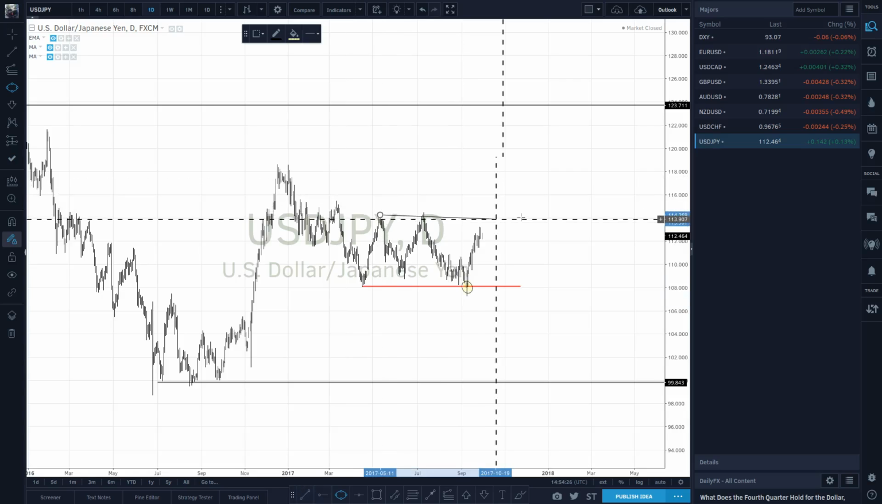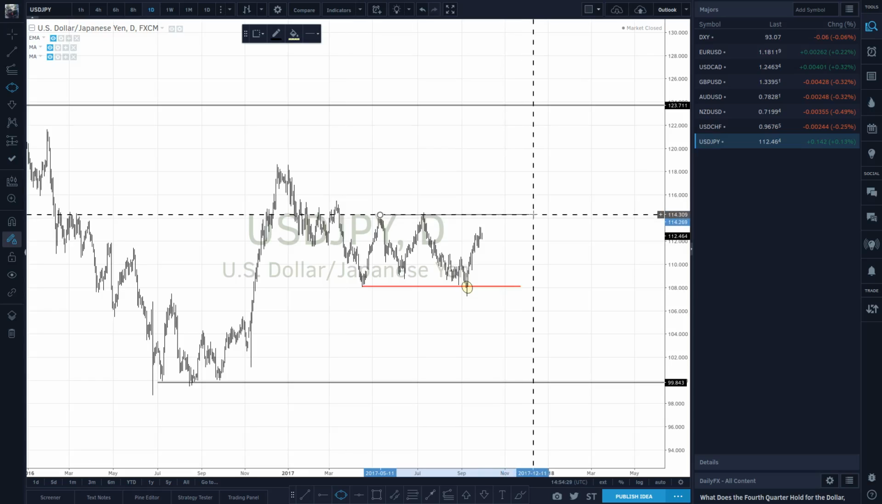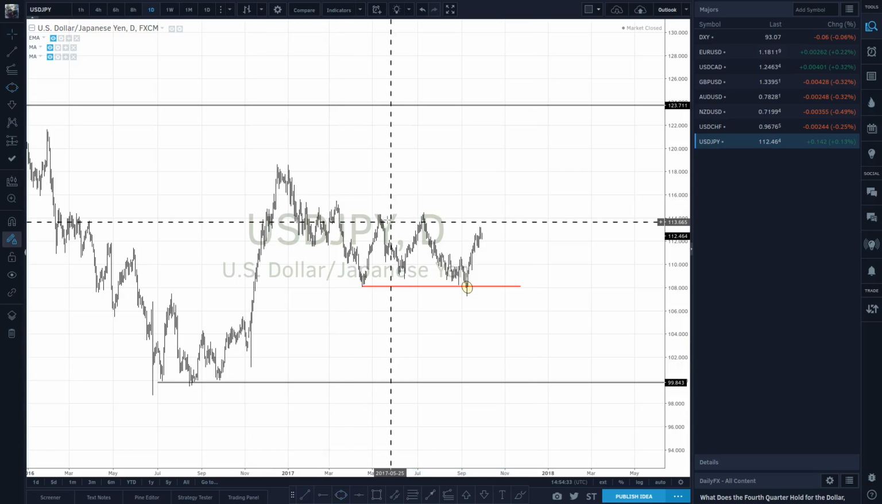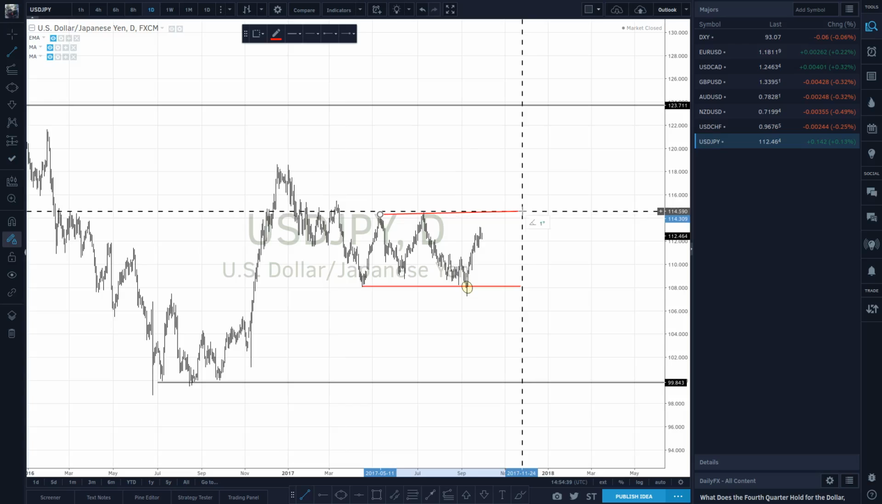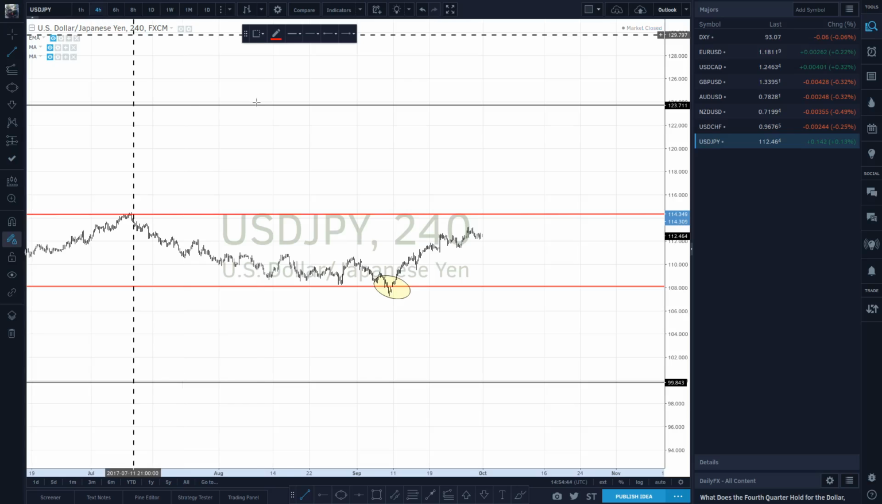We have this area here. That's not even the right one. Just like that. So we have this area right here. Let's take a look at the 4-hour chart.